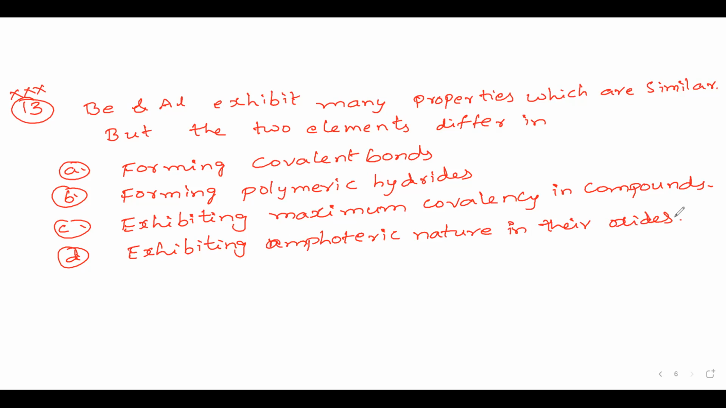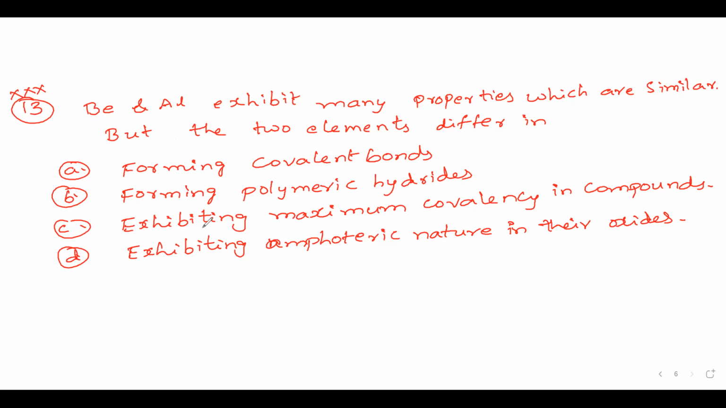So this question is most important. Already we know beryllium and aluminium have a diagonal relationship because most of the properties are similar. In certain properties they are not similar, so we need to identify those properties. What is the answer? First option, forming covalent bonds, it is similar. Forming polymeric hydrates, like aluminium hydride and beryllium hydride, they form polymeric hydrides.